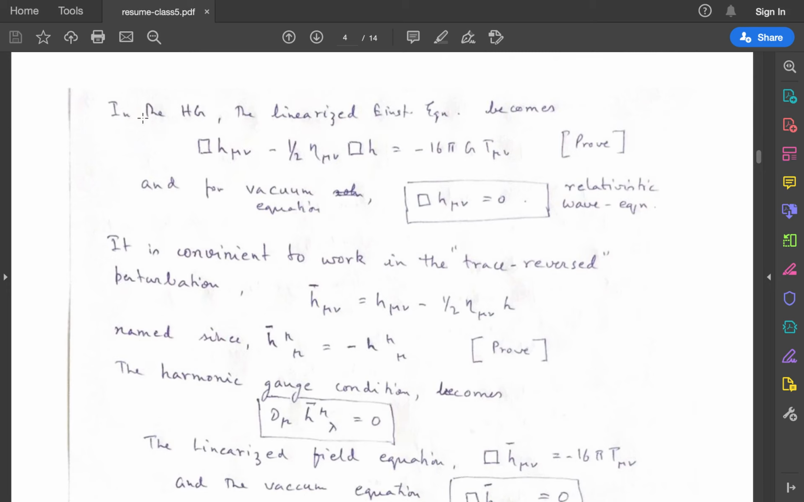However, let us proceed further and see what the linearized Einstein equations become in the harmonic gauge. They can be written as the d'Alembertian of h_μν minus eta_μν times the d'Alembertian of h equal to minus 16 pi G T_μν. This you have to prove; it is straightforward, so just try it. There is nothing new. And for the vacuum equation, this part will go away, the stress-energy tensor goes to 0, and only this condition remains. This is a very well-known equation: the relativistic wave equation.